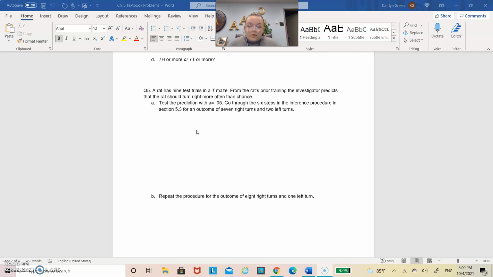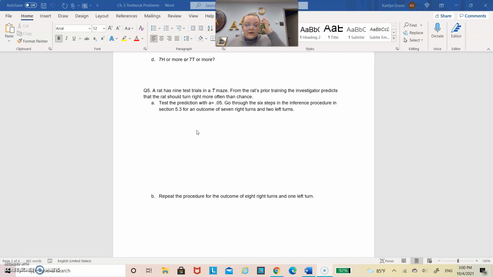And so for part 4, I found the probability of 7 rights and 2 lefts to be 46 over 512, which was equal to 0.0898. And on step 5, we have to compare the probability that we found with alpha, and the probability that we found was actually greater than alpha, and so we failed to reject the null hypothesis, which means that the rat isn't turning right more often than it should be by chance alone. So it isn't trained or anything, it's just a really big coincidence.